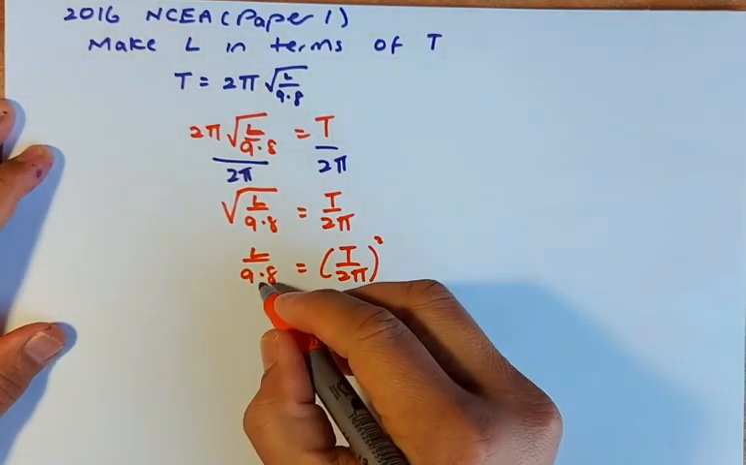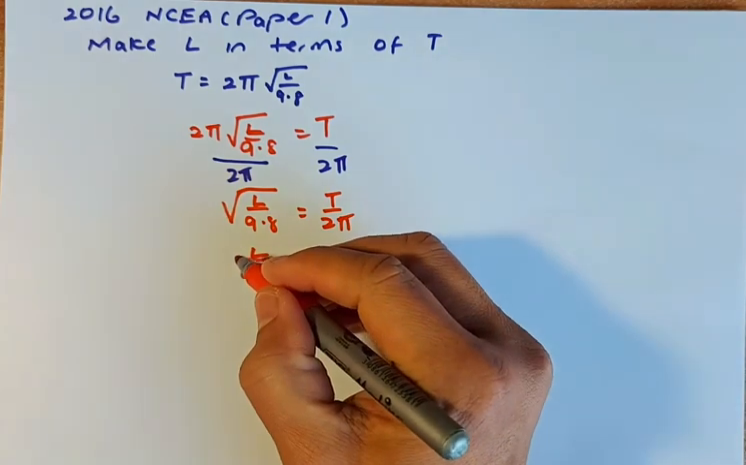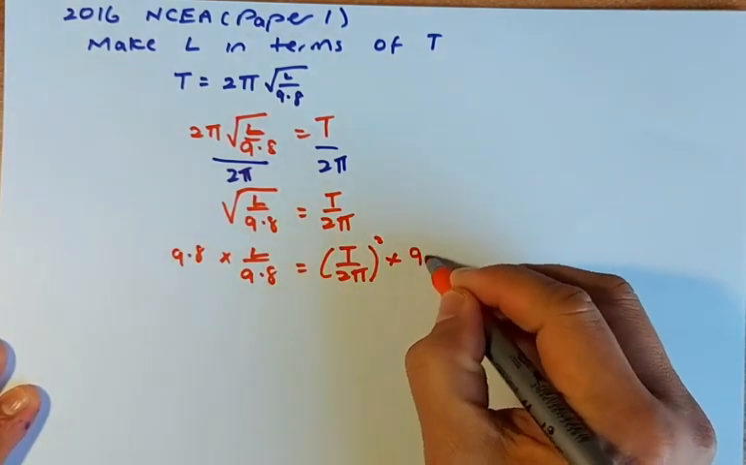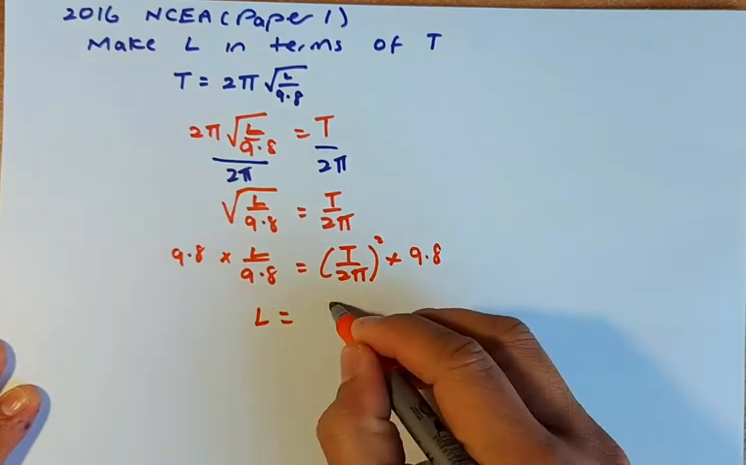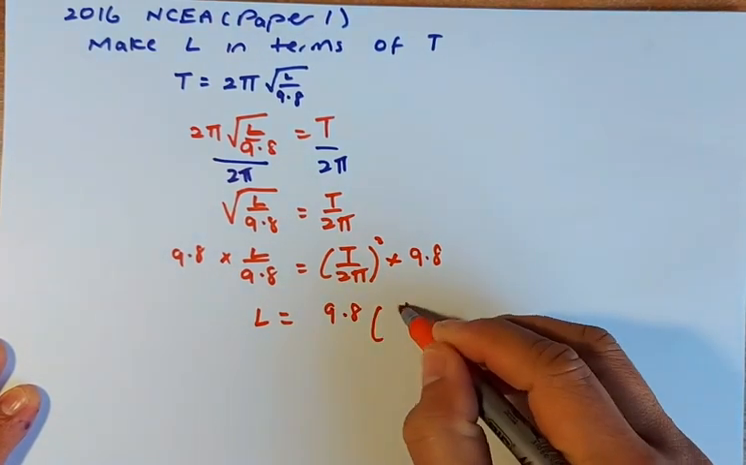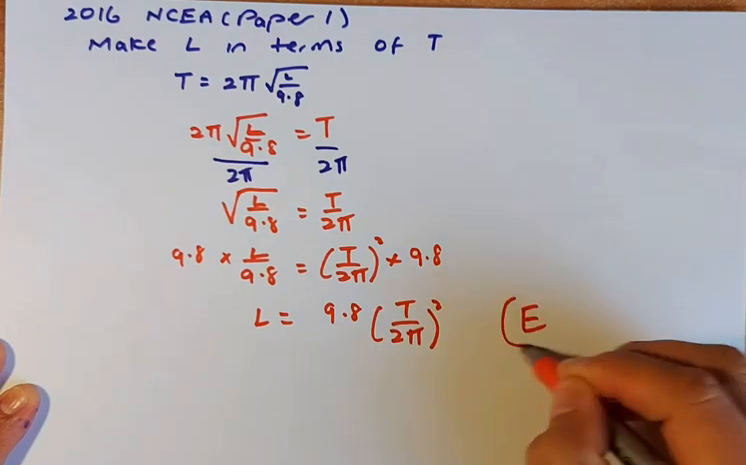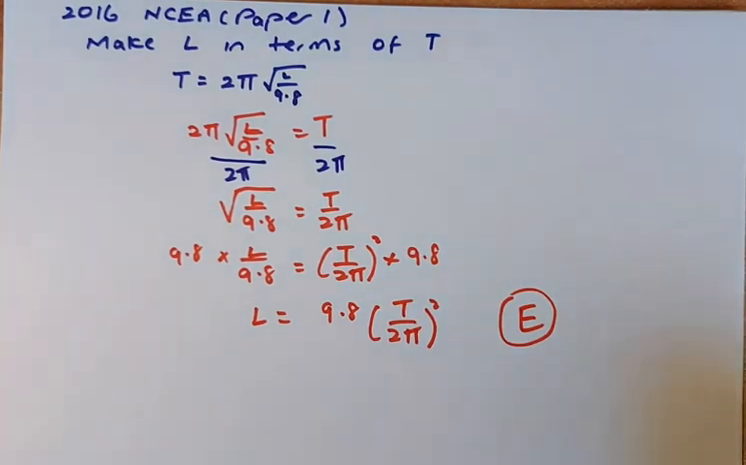Then the last step, you need to get rid of 9.8. What you do, you're going to multiply by 9.8 on both sides. And that'll do. L equals 9.8 times T over 2 pi squared. And that is an Excellence. Not too bad, right? Good.